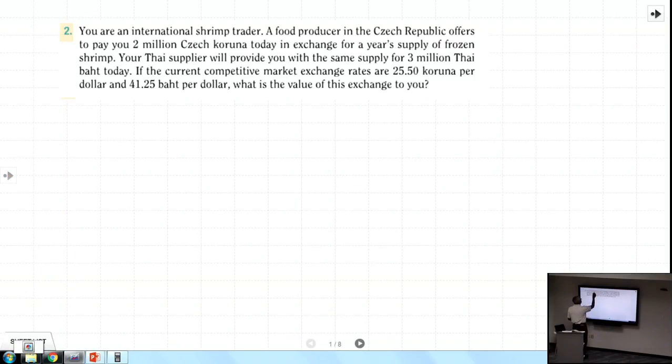pay you 2 million, but note this is in a foreign currency, Czech koruna, today in exchange for a year's supply of frozen shrimp. You have another supplier, a Thai supplier, who is offering you the same supply, same quantity, but for 3 million Thai baht today. If the exchange rates today are 25.50 and 41.25, which one would you choose and what will be the value of this exchange to you?